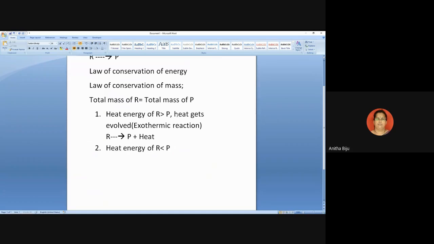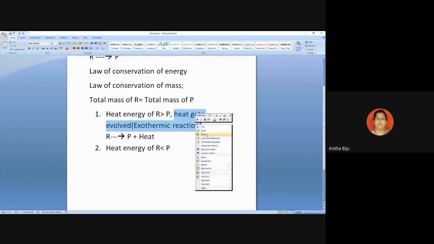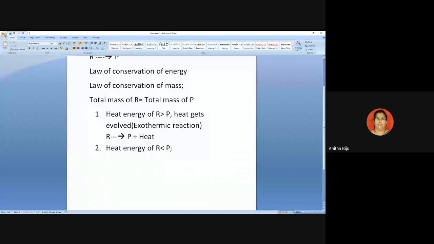So in this case, what will happen? In order to save time, I am just going to copy and make an appropriate change. Heat gets absorbed. Such reactions are known under the name endothermic reactions. Heat energy of reactant is less as compared to product.